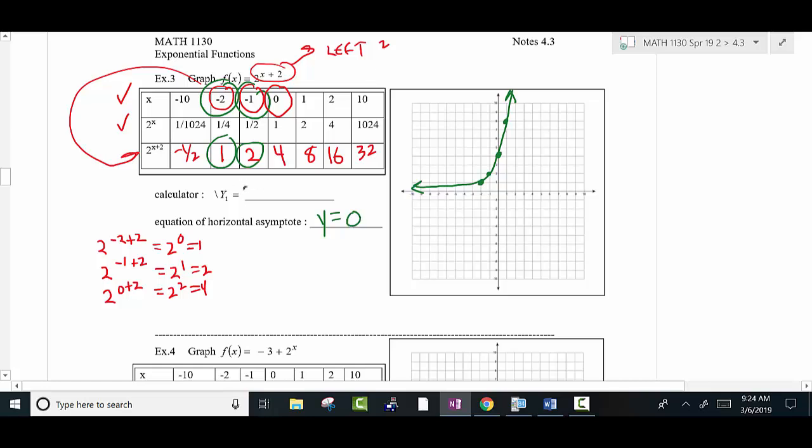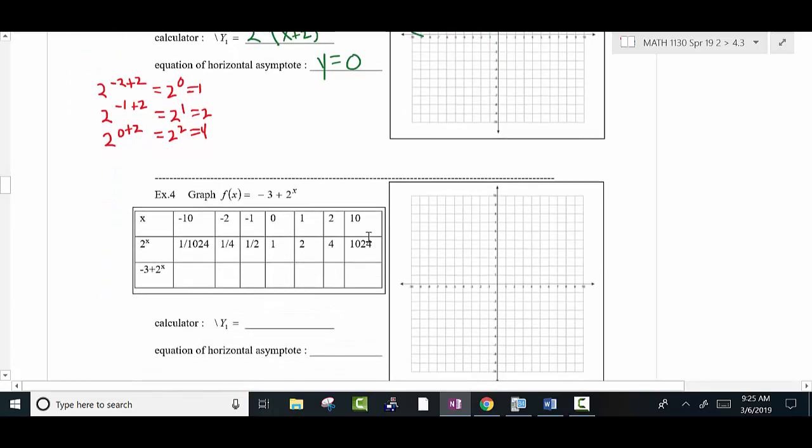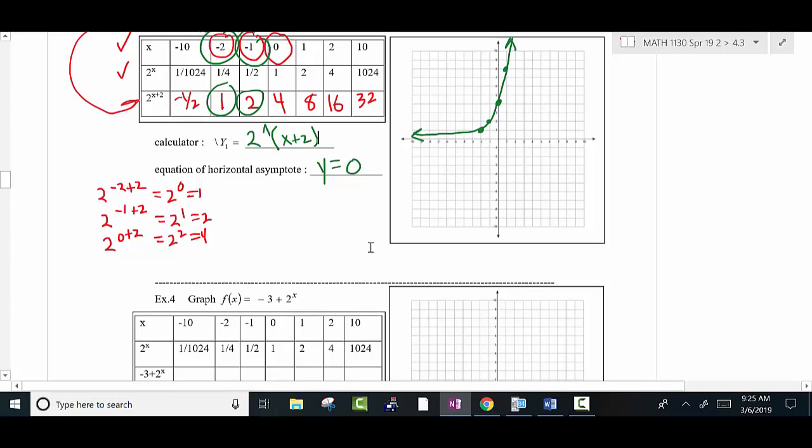Most of the more modern calculators, if you have a TI-83 or something, you would have to put 2 caret x plus 2. If you have the 84, you don't have to worry about it because it just superscripts that anyway. But if you have an older calculator, you do have to have that thing in parentheses like that, okay? All right, so that's the idea. That's a left 2 transformation, okay? The next one, we have 2 to the x and then -3. Now that -3 is outside of the function, so what do you suspect that does?